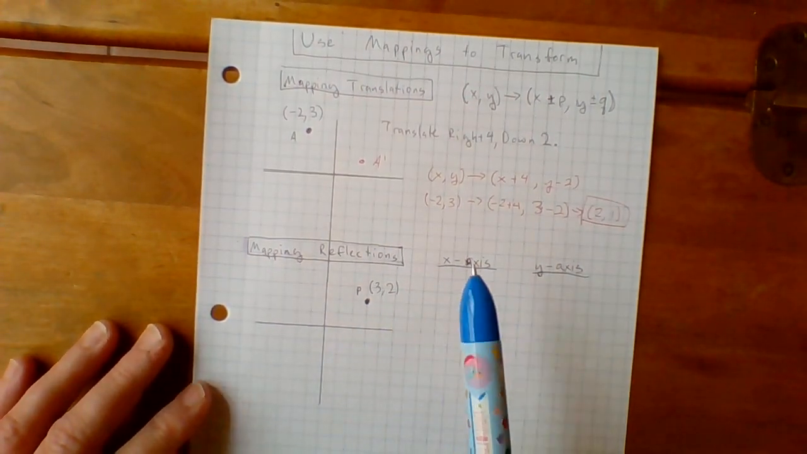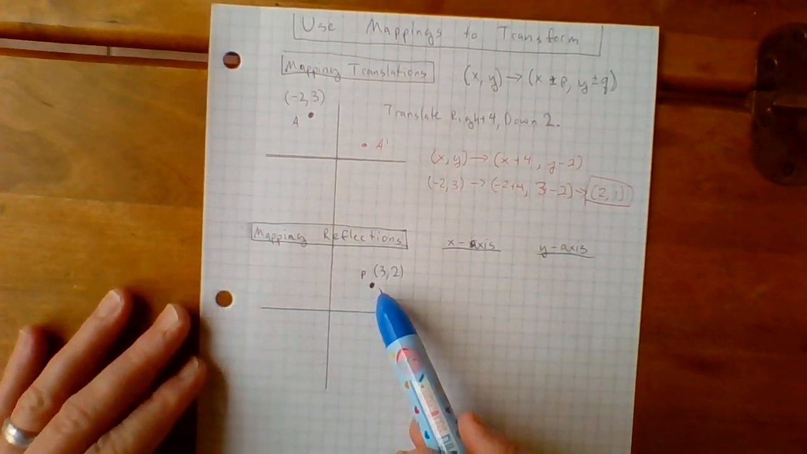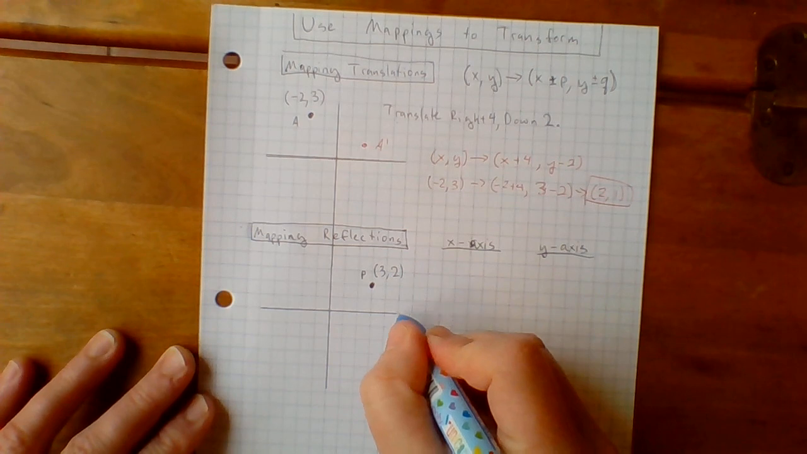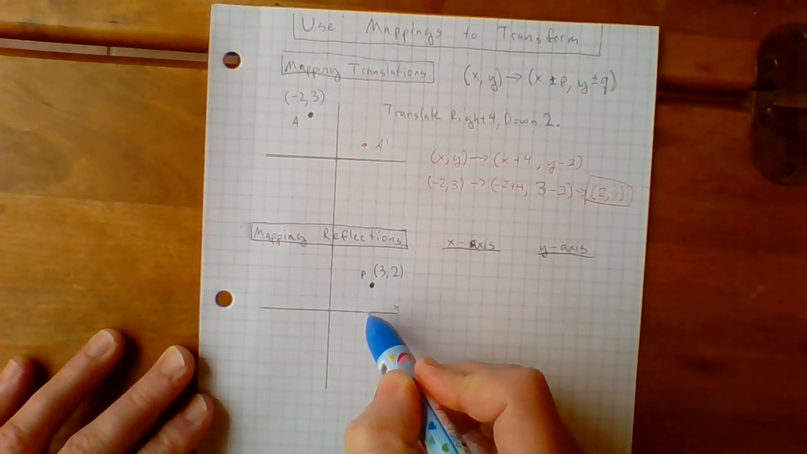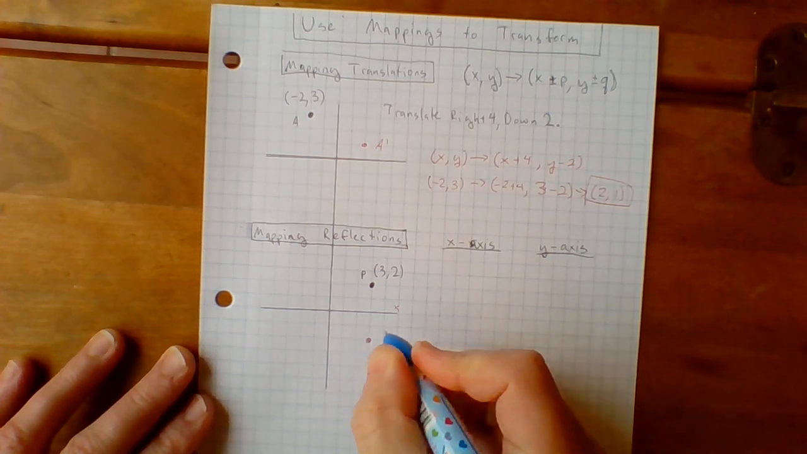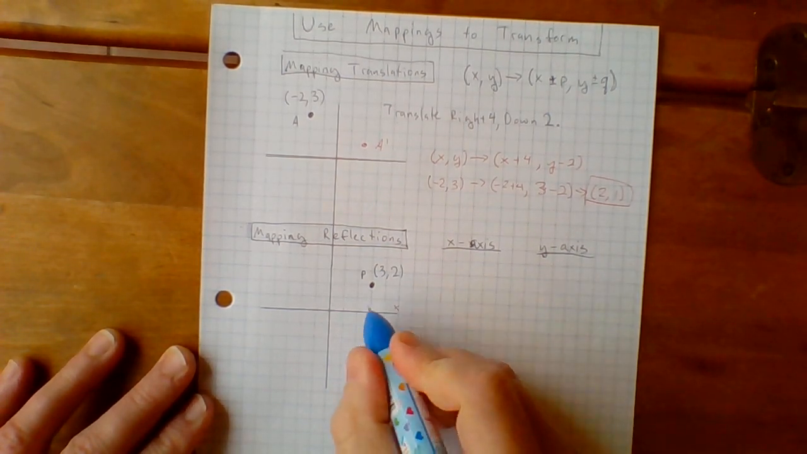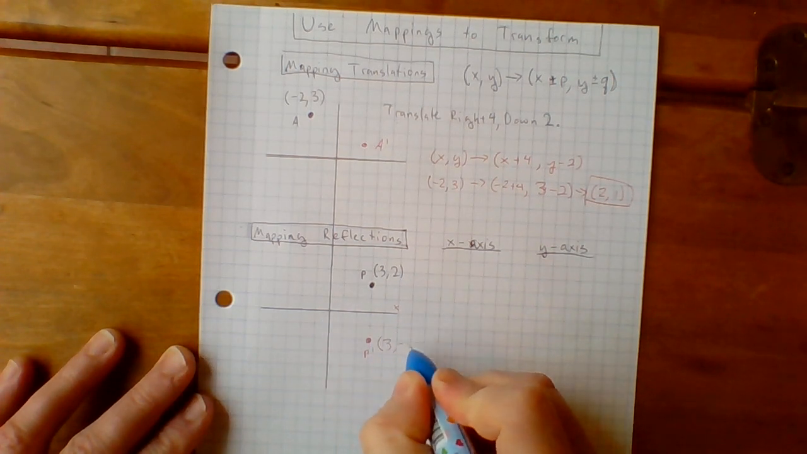Reflections across the x-axis and the y-axis are interesting. So let's take this point P here, and I want to reflect it across the x-axis. So that means I'm going to take it from being 3 units up to 3 units below, like this. So that would be P prime. Now, the new coordinates are 3, -2.